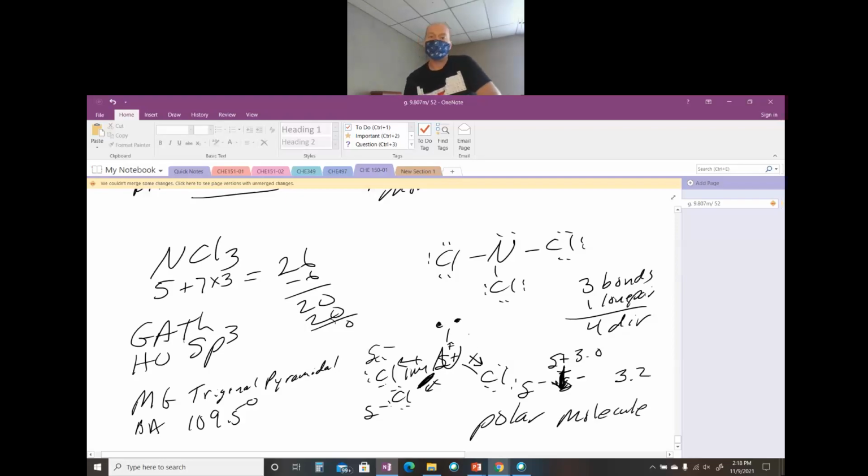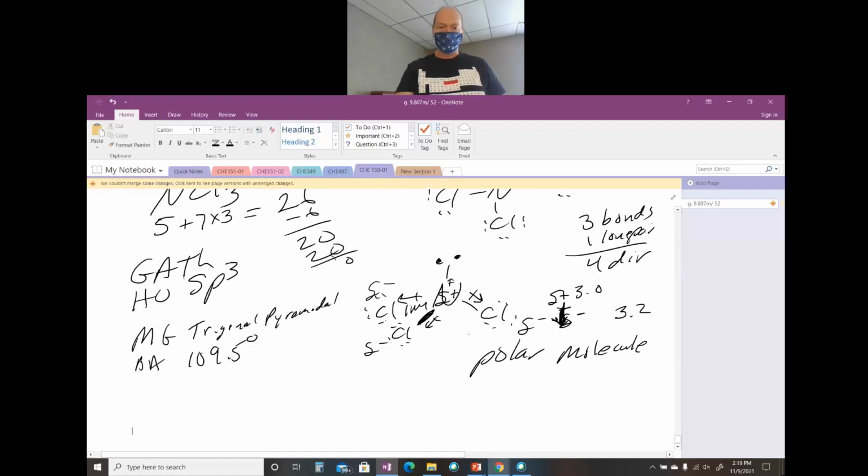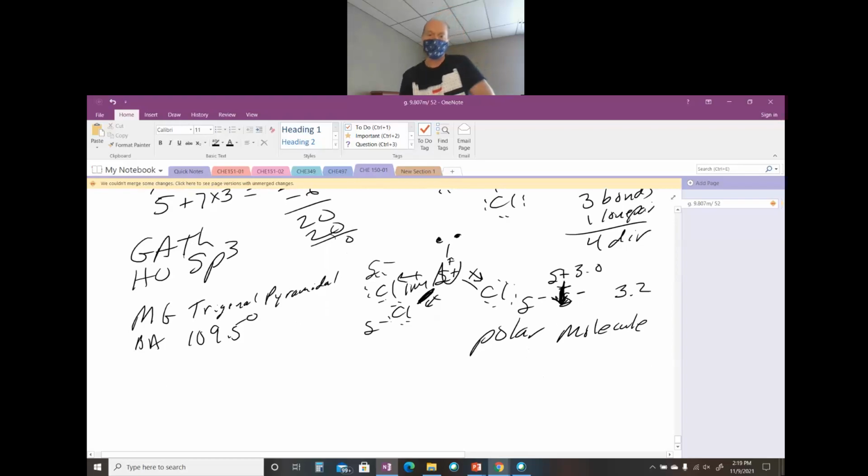Again, we have 1 electron pair. Anytime you have 1 electron pair, you're going to be polar. It is not going to be perfectly symmetrical. It's impossible to be perfectly symmetrical when you have 1 lone pair of electrons.